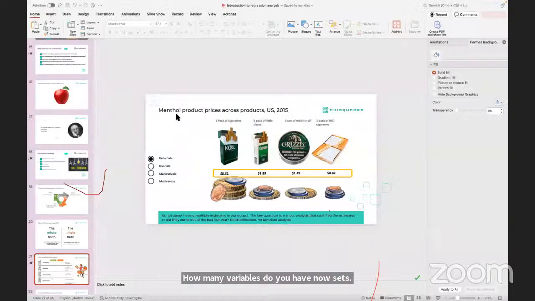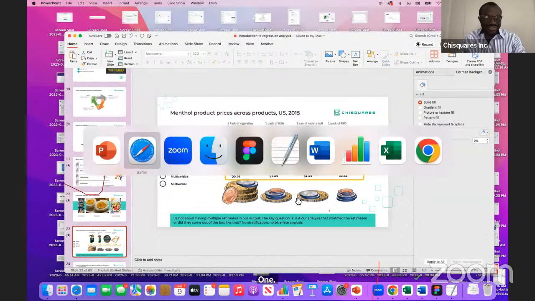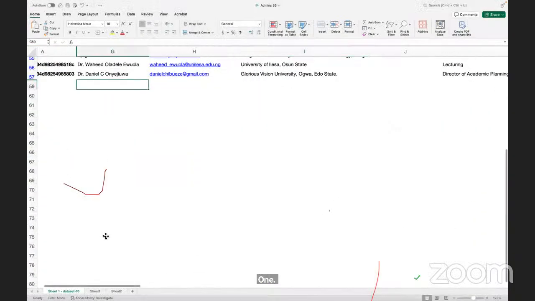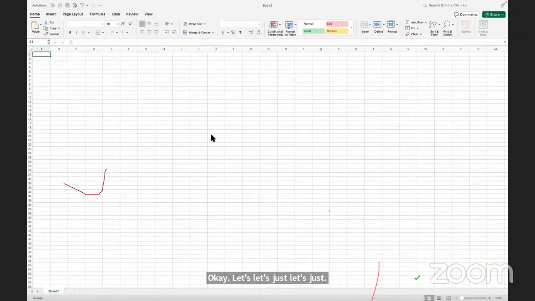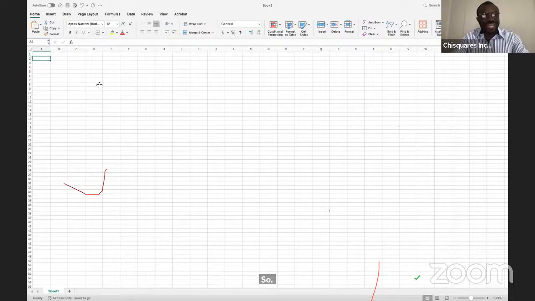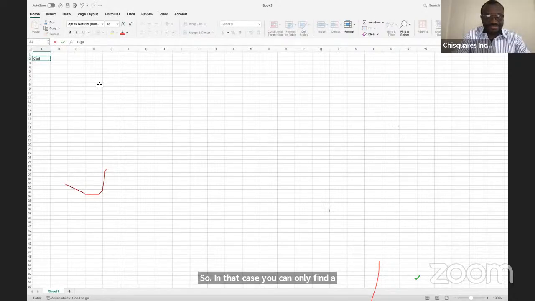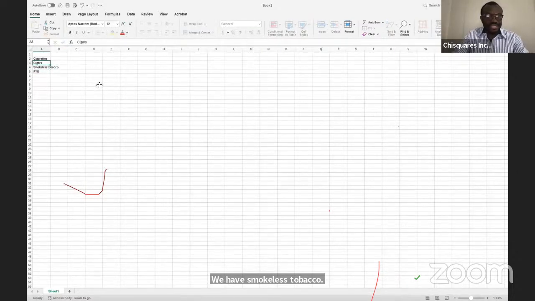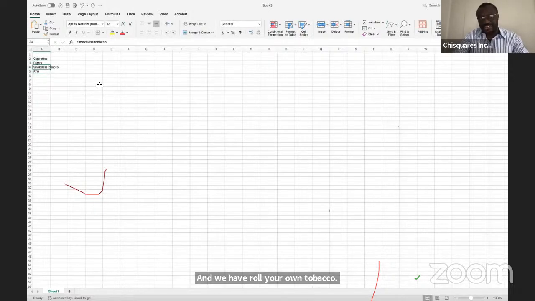Okay, all right. Let's do this then. You have only 1 variable, which is the price of the cigarette. All right, don't worry, we're going to do it. So in that case, you can only find the mean and standard deviation. Okay, we have cigarettes, we have cigars, we have smokeless tobacco, and we have roll your own tobacco. Those are the different products we are assessing in our study.